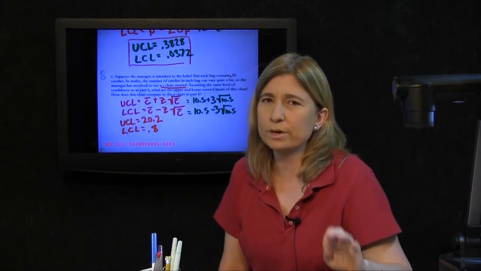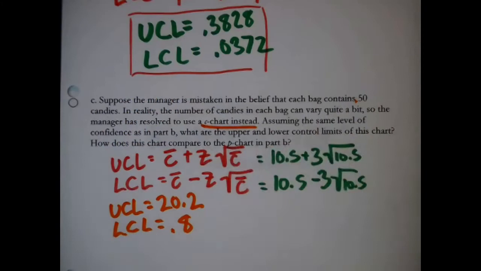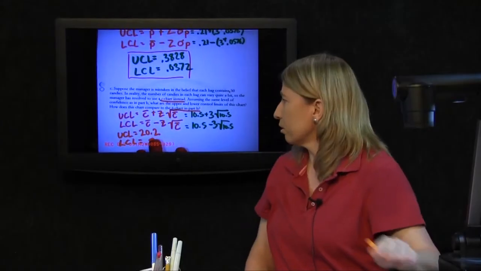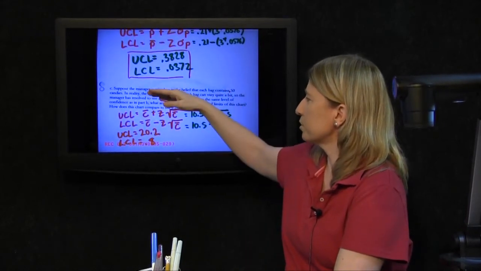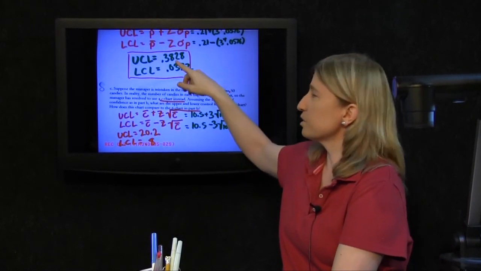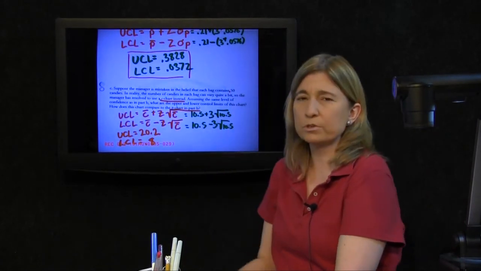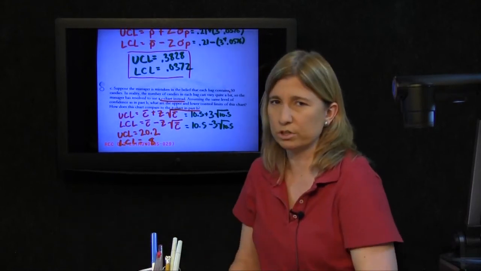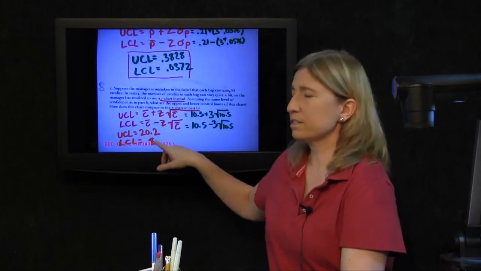Now to finish out this question, they snuck in another query. It says, how does this compare to the P chart in part B? Oh, well, we can see here the 2 sets of limits from part B to part C. This is an actual count of red candies. This is a proportion of red candies. So at first it looks like, well, how am I supposed to say anything intelligent about comparing these two, because aren't they like apples and oranges? Yes and no. This is a proportion, that's an actual count.